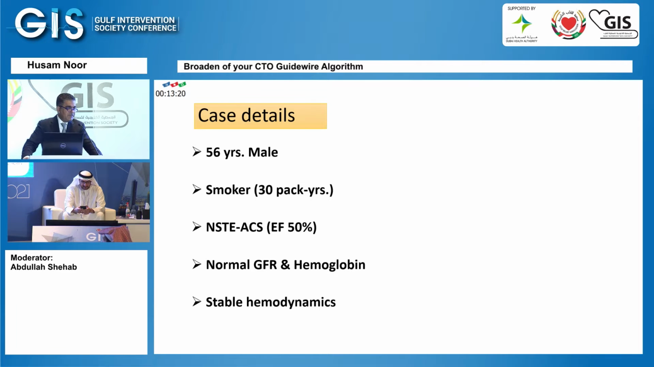So this case is a 56-year-old male with history of smoking. He presented initially with non-STEMI. He has normal GFR and hemoglobin, and he has stable hemodynamics.